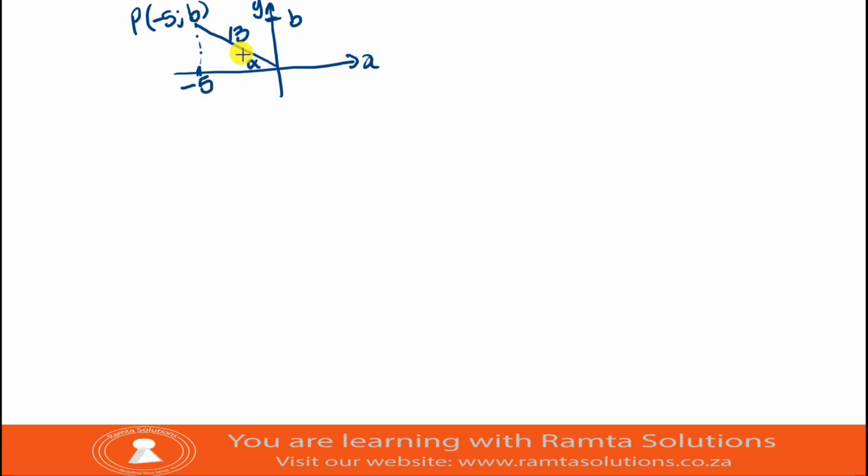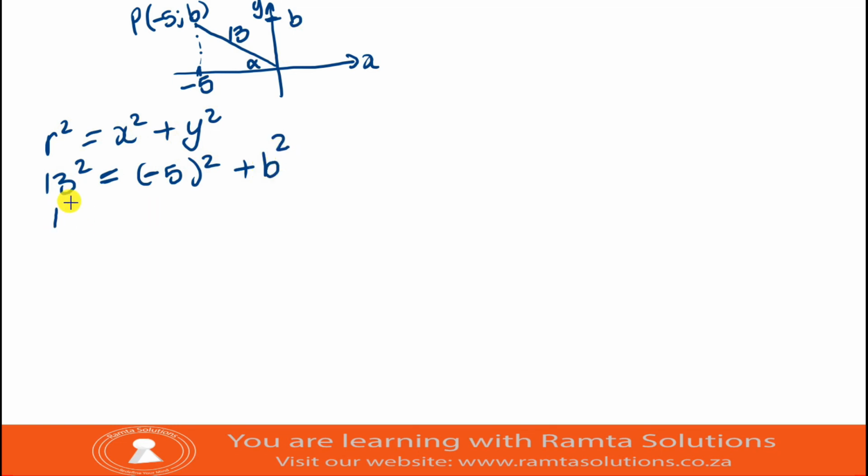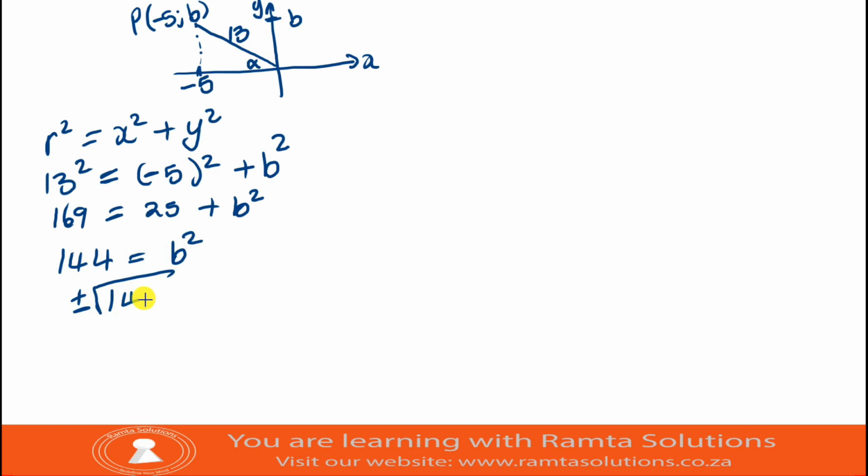but we have the value of X and the value of R, we can use Pythagoras theorem and say R squared equals X squared plus Y squared. What is R? It is 13. What is X? It is -5. What is Y? It's called B. So this is 169 equals 25 plus B squared. So this is 144 equals B squared. So B is plus or minus the square root of 144. Therefore, this is plus or minus 12.